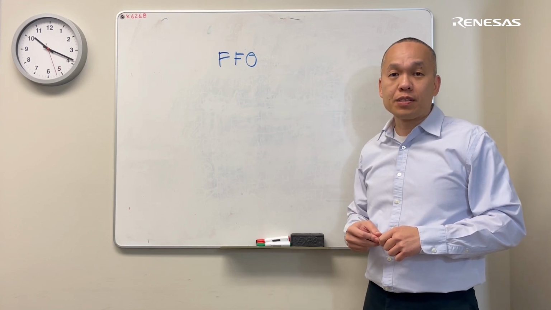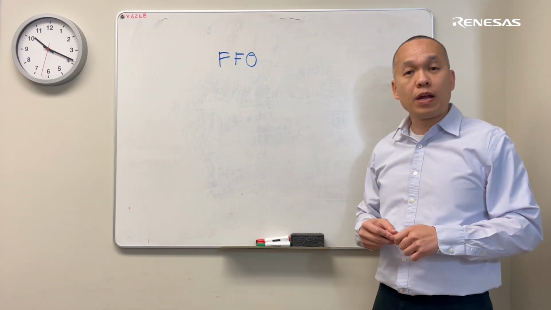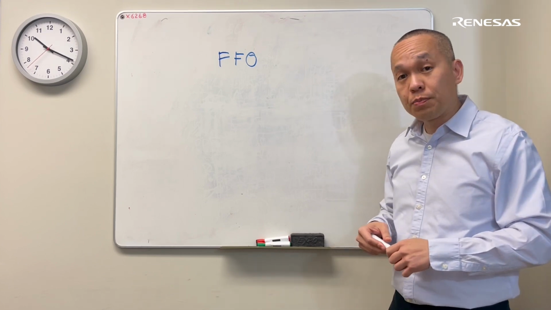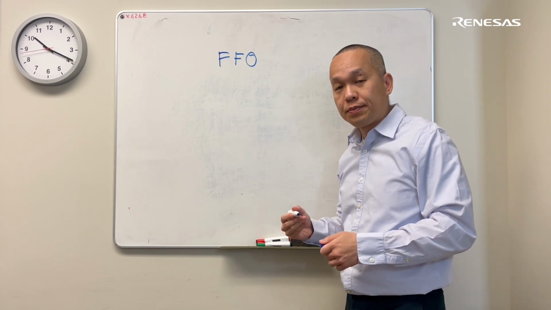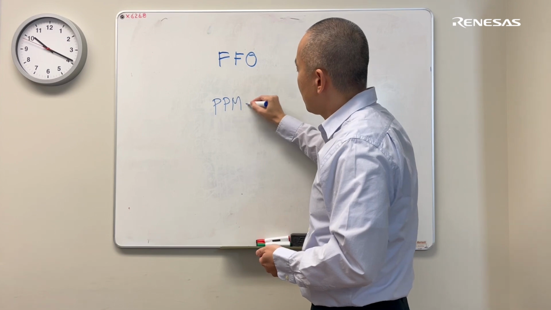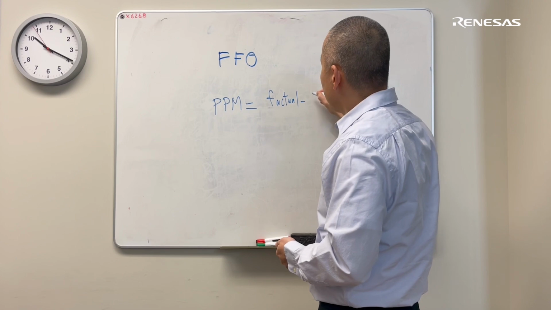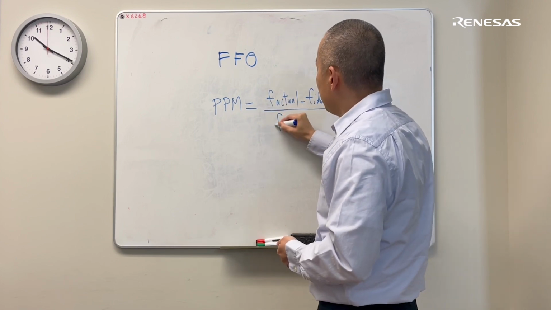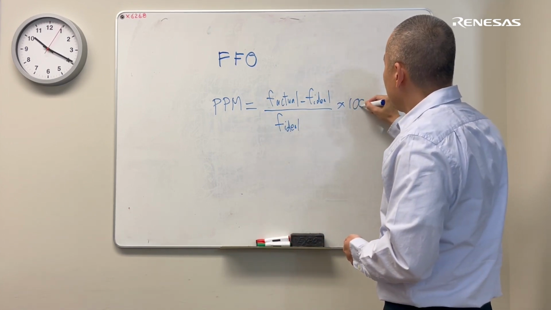Now, to calculate the stability of a signal, we're looking for something called fractional frequency offset, or FFO. To calculate the FFO of a signal, we look for something called ppm, and ppm stands for parts per million. To calculate the ppm, you take the actual frequency minus the ideal frequency divided by the ideal frequency multiplied by 1,000,000.